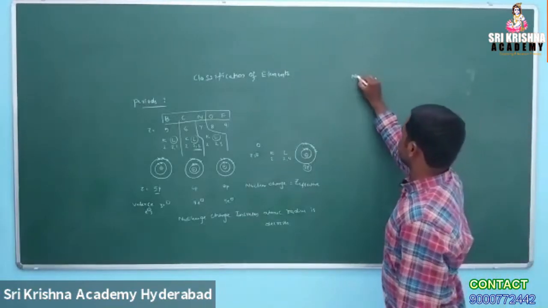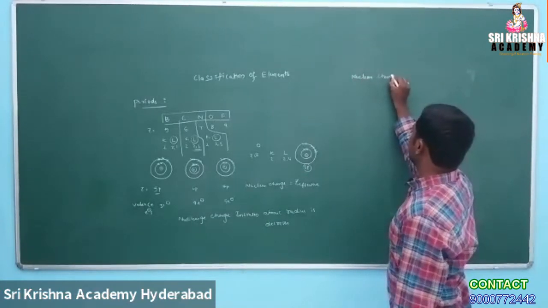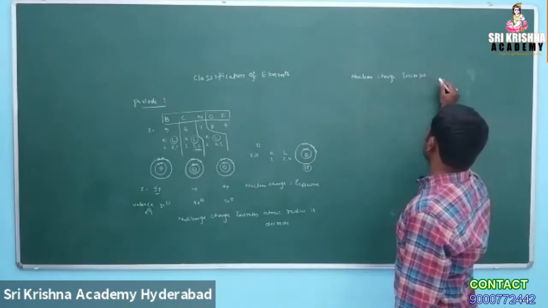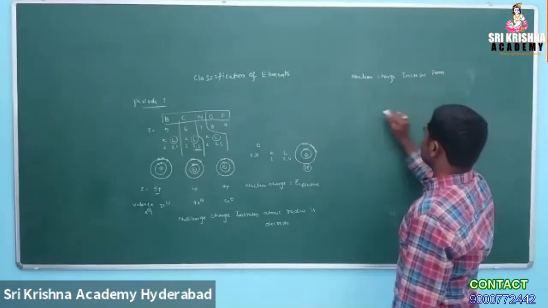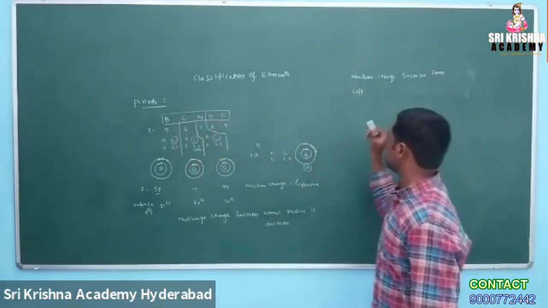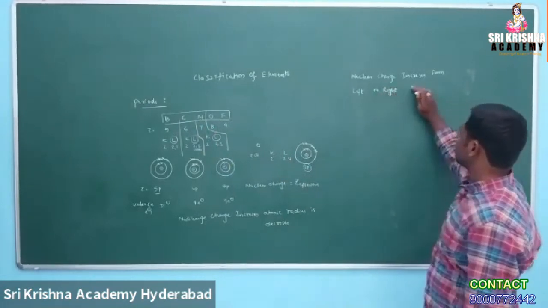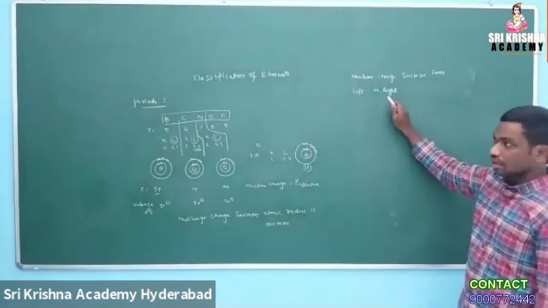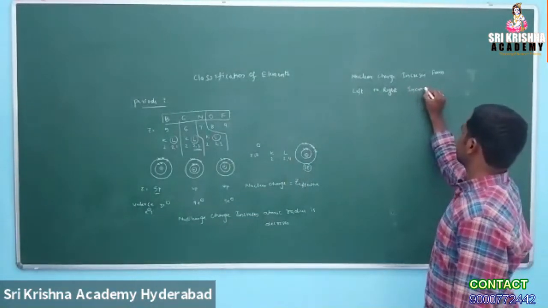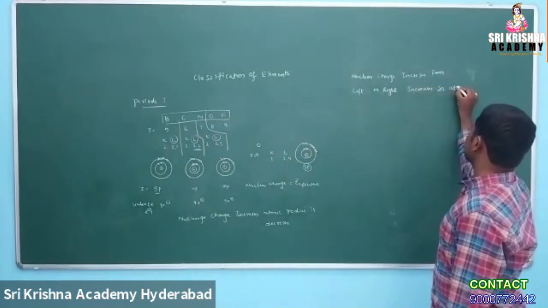So nuclear charge increases from left to right in periods. Left to right means boron to fluorine. Nuclear charge increases from left to right, that is boron to fluorine. It increases, so atomic radius decreases.